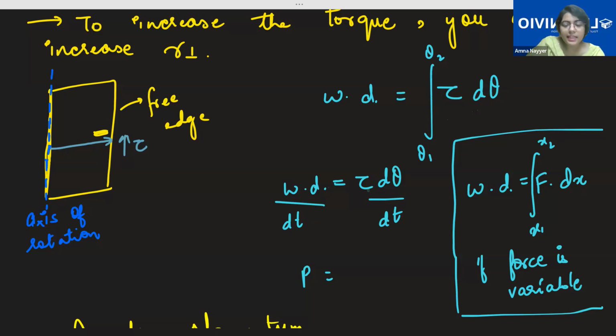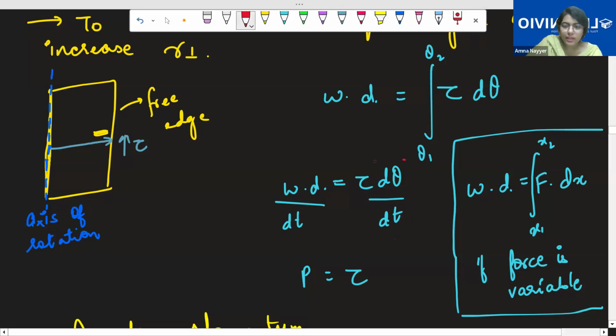See, work done is basically tau d theta. If I divide both terms by dt, I get one more relation. Work done by time is power. Torque as it is, d theta over dt. If you remember, can you tell me what is d theta over dt?